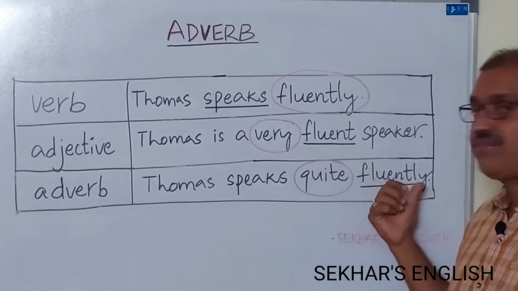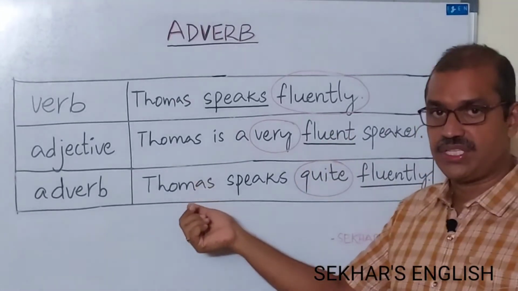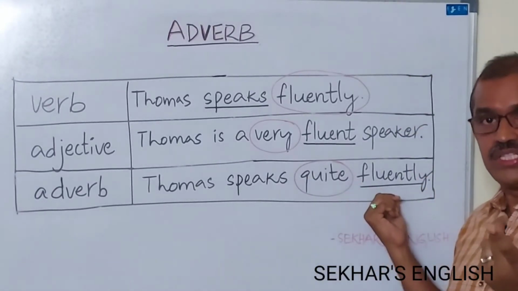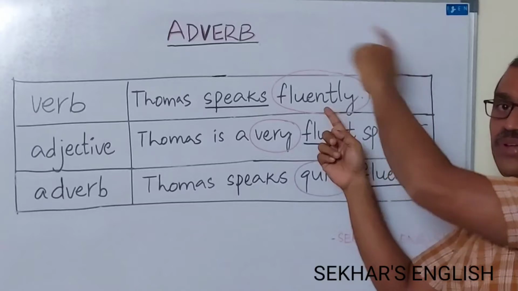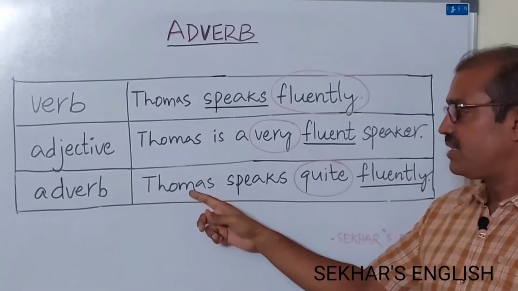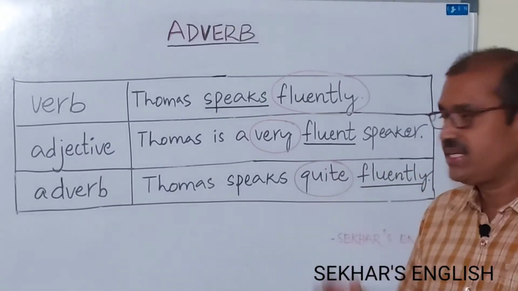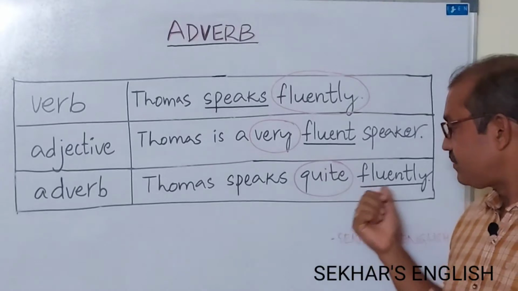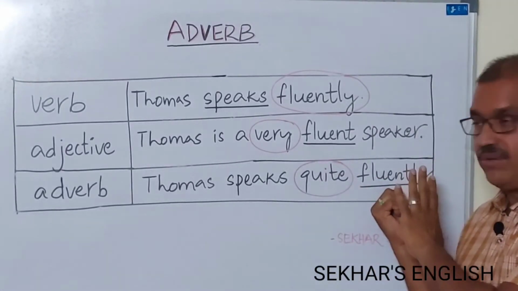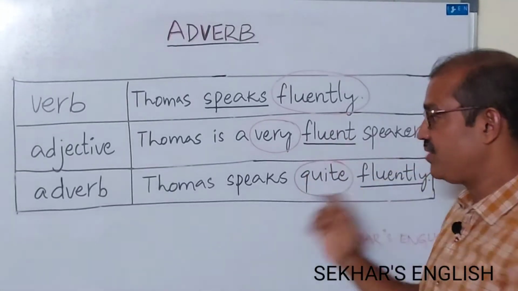Thomas speaks quite fluently. Again, forget this one, quite. Okay, Thomas is noun, speaks is verb, fluently is adverb. Here you see, fluently is adverb. Thomas speaks fluently. Thomas is noun, speaks is verb, fluently is adverb, right? Okay, here the underlined word fluently is an adverb, right? Okay, quite. Just forget this one.